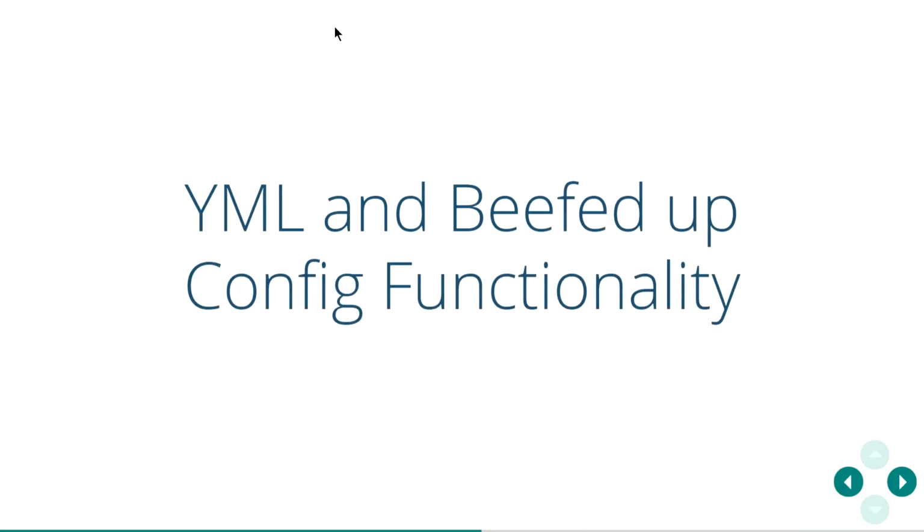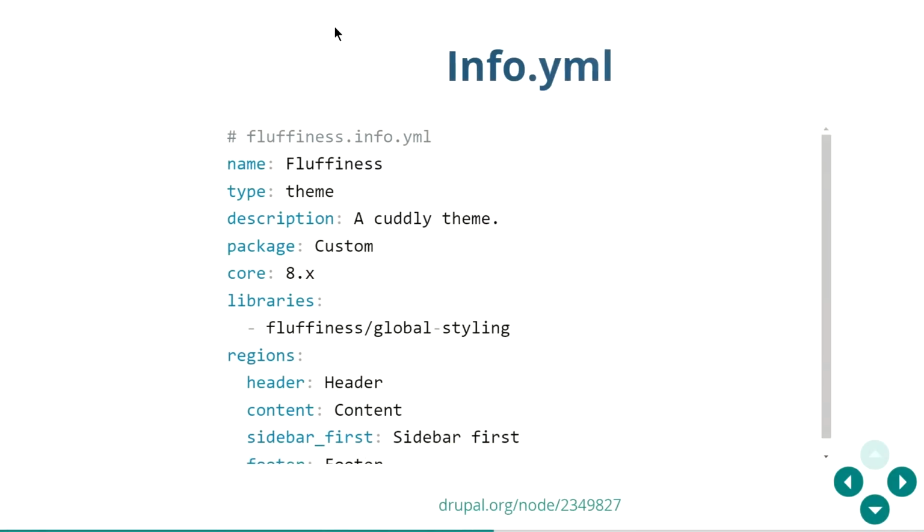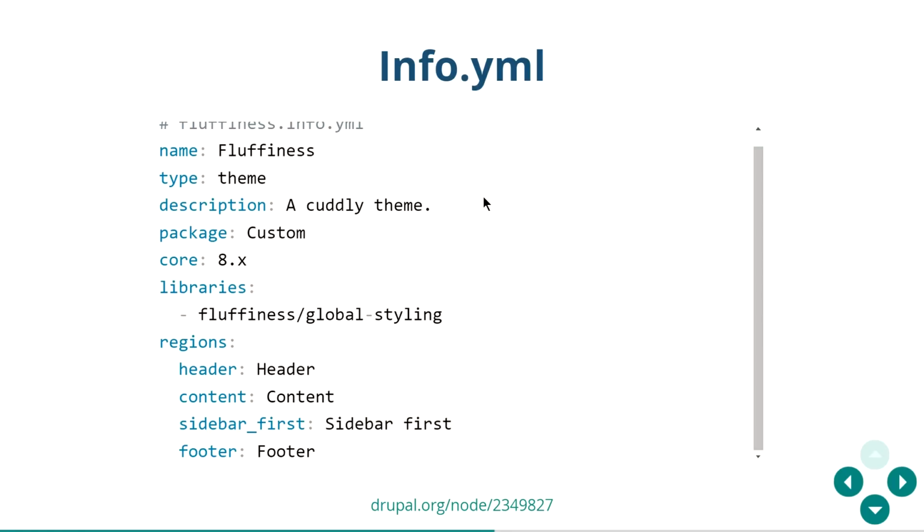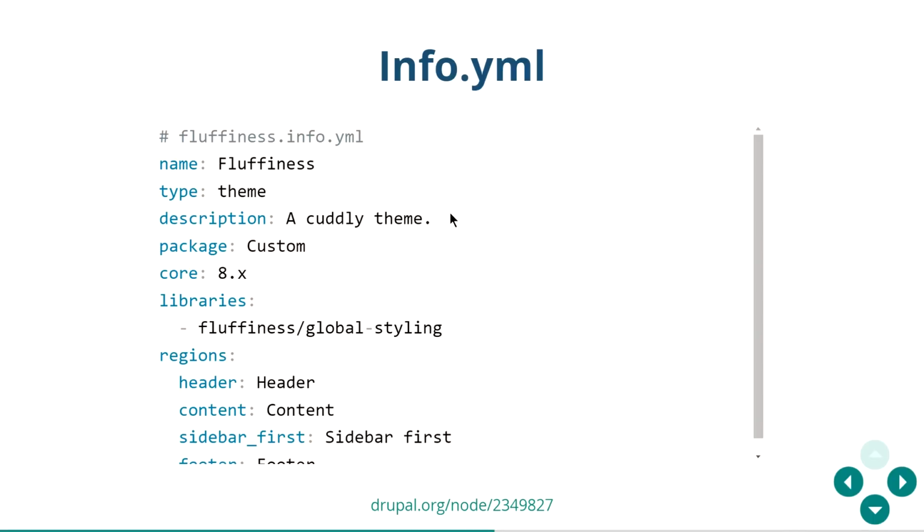All right. YAML stuff. YAML and beefed up config functionality. I am loving this. A lot better config and themes, which is going to be really, really helpful. So this is your basic info.yaml file from your theme. This is from the Drupal 8 docs. We have a fluffiness theme. It's based on, we didn't get to that yet.